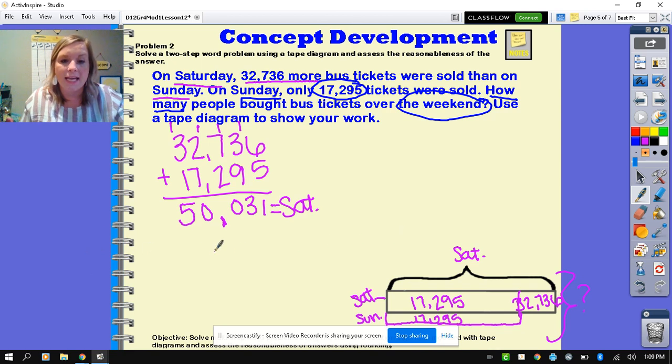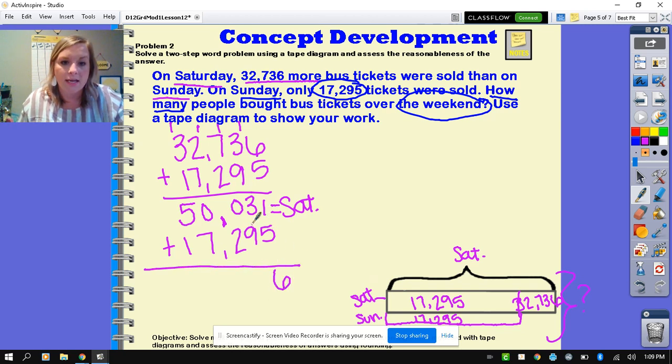So now I need to come in, because the question asks how many bus tickets were sold over the entire weekend, and add in Sunday's. 17,295. 5 plus 1 is 6. 9 plus 3 is 12. So leave my 2, carry my 1. 2 plus 0 plus 1 is 3. There is my comma. I'm going to leave it there and make sure I don't get messed up this time. 7 plus 0 is 7. And 5 plus 1 is 6. So our answer should be this for the weekend.